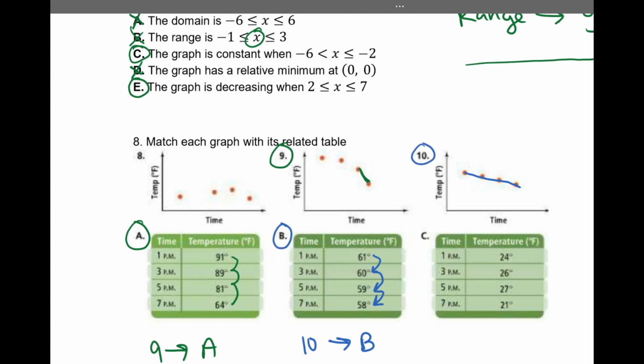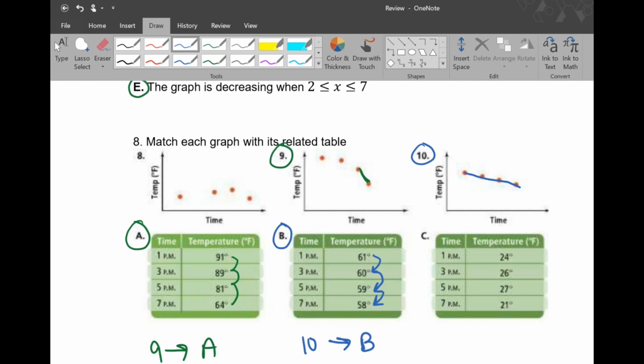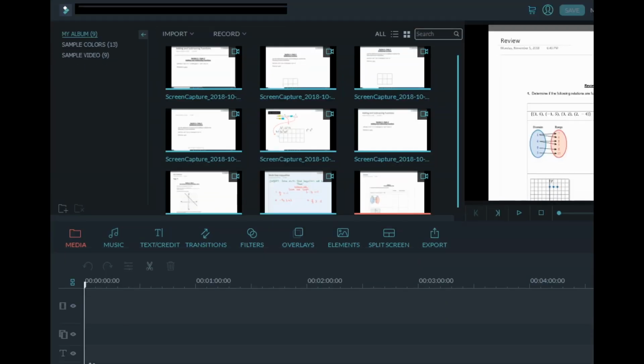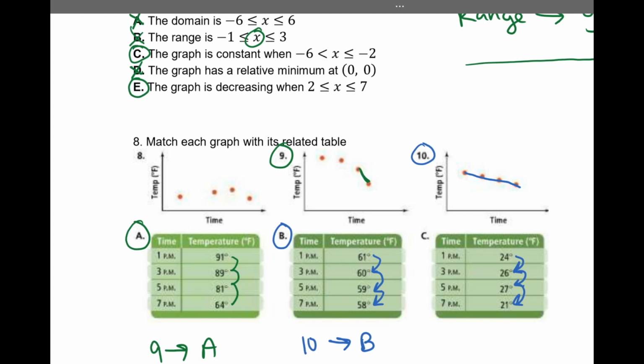Okay. And the last one, 24 to 26. So that went from low to high. 26 to 27, again it went up, and 27 to 21, and then it dropped. So it kind of goes up, up, and then down. And I don't know what just happened. So that one would be this one. C is 8. So 8 is C.